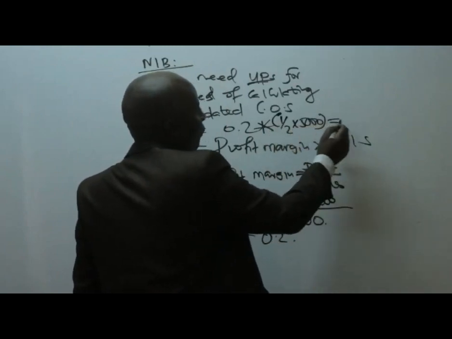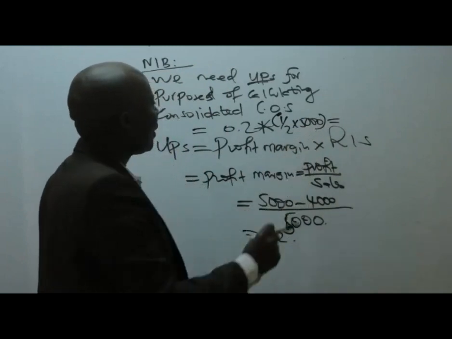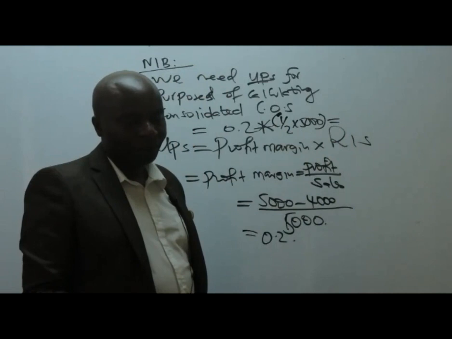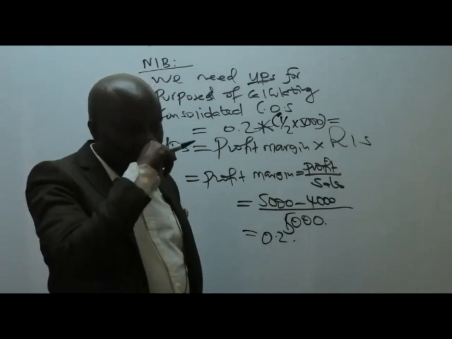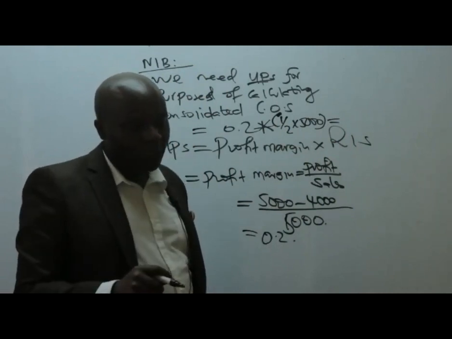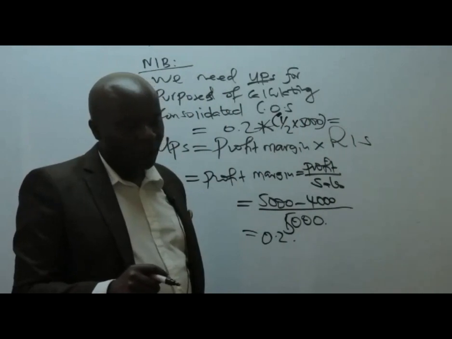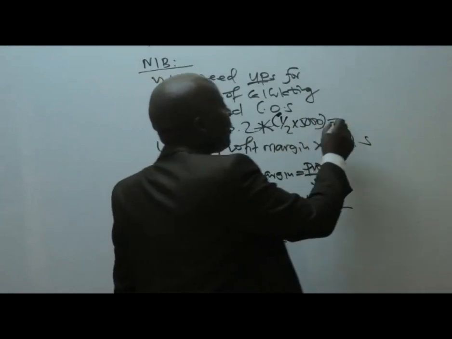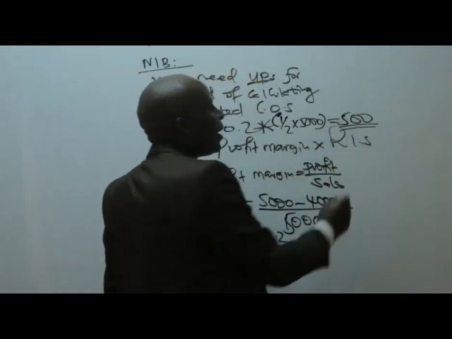So could you kindly give me the UPS figure? Lovin tells me 500. Someone has to confirm this figure. So they're telling me it is 500. 500 is correct.